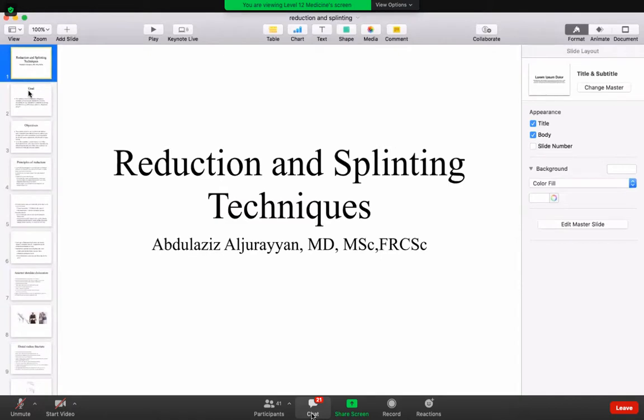Reduction and splinting techniques in general in orthopedics: if you have displacement or joint dislocation, you have to put it back in place. Dislocation is only used for joints. Dislocation means the joint is out of place. Displacement means this is a fracture and both bone ends are not matching, so one of them is displaced from the other. As a general rule, any joint dislocation is an emergency. It should be reduced right away.